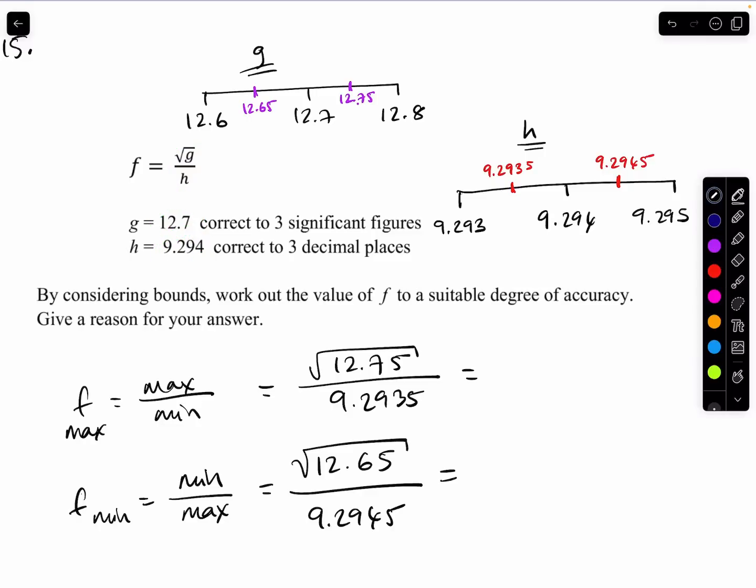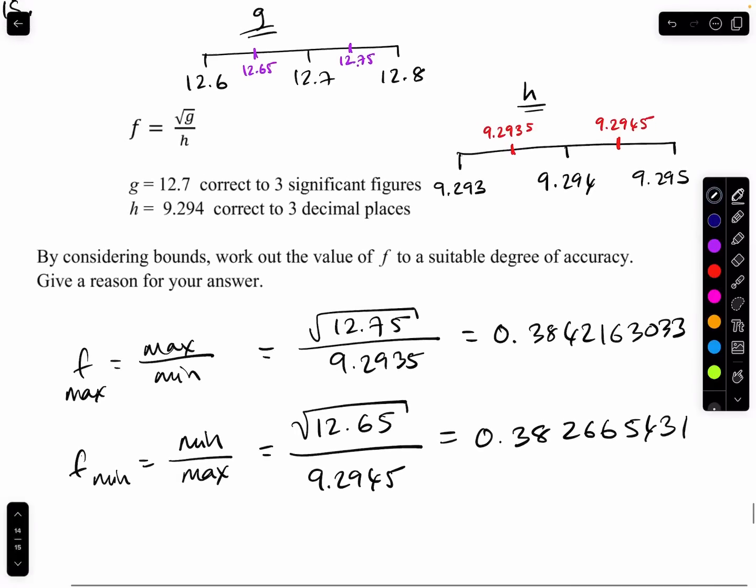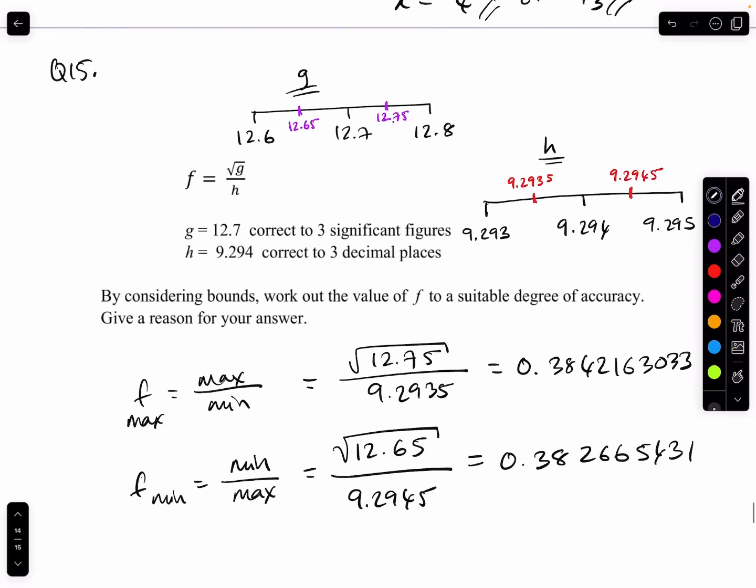So let's go ahead and calculate the values now. That gives 0.3842. Write out all your digits as well, as much as you can, 63033, because you're going to be considering bounds. And for the second one, that's 0.3826654431. Hopefully I've done no calculation errors, guys. If you see anything that is an obvious error, do let me know and write it in the comments.